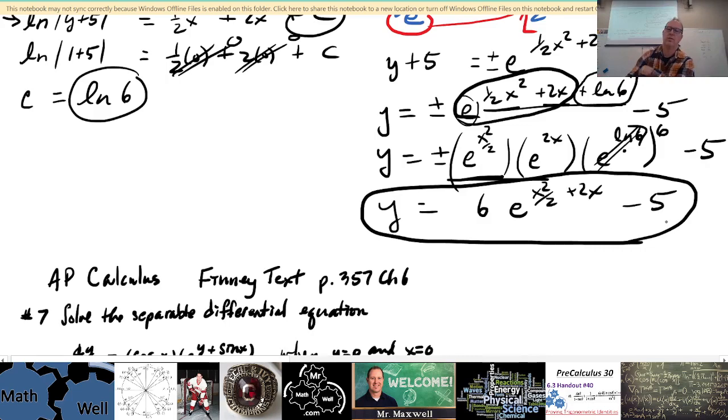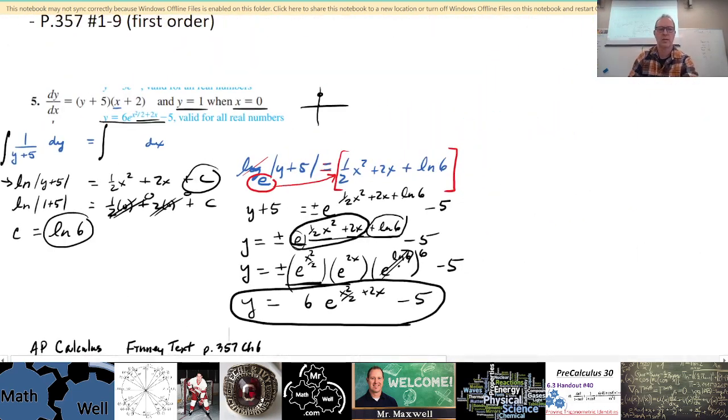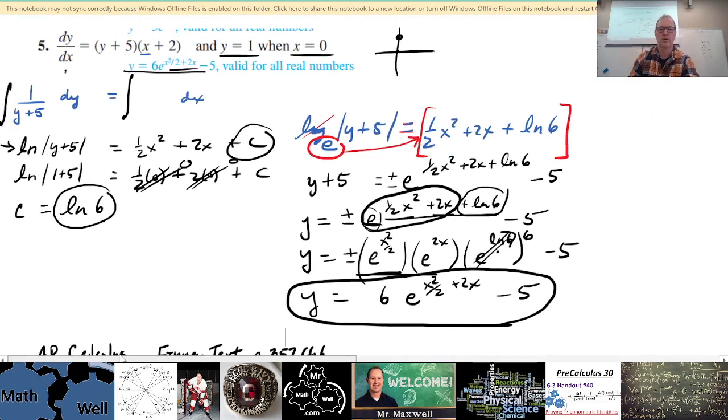So let me know if that is a problem for you, if you have any questions about that. See if I can get that on one page for you. Okay, so first and second order differential equations there. That's just an example of each.